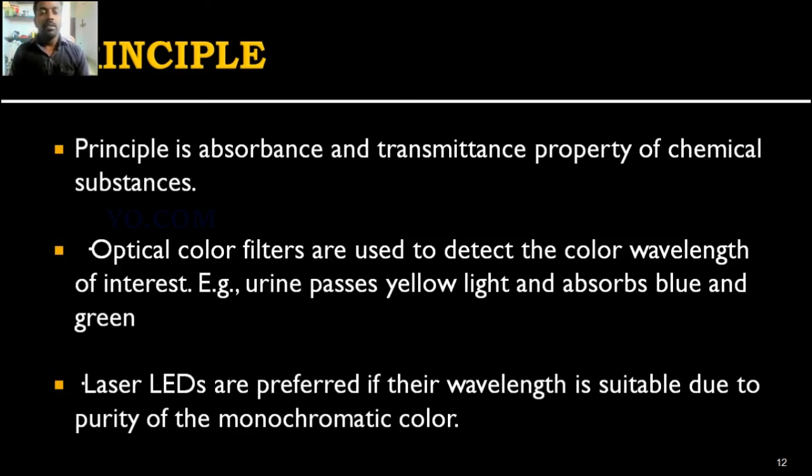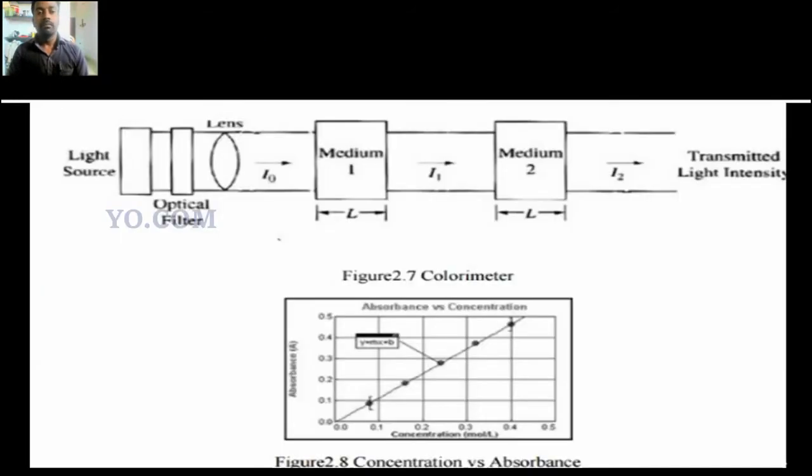Okay, so here laser LEDs are used as the light source to produce the light. The wavelength is suitable due to the purity of monochromatic color. Yes, laser LEDs provide monochromatic color when compared to other LEDs. So that is why we are using laser lights.